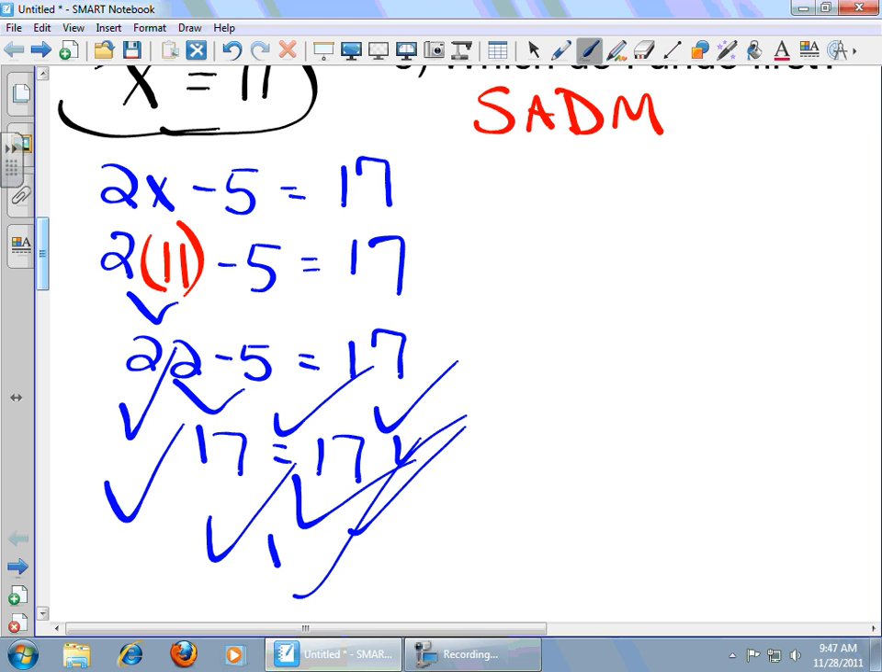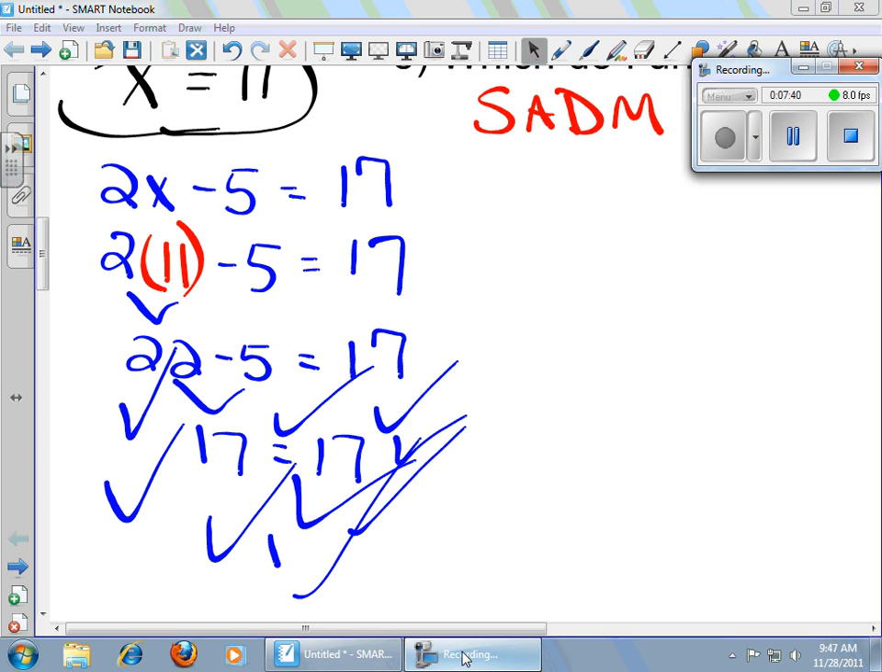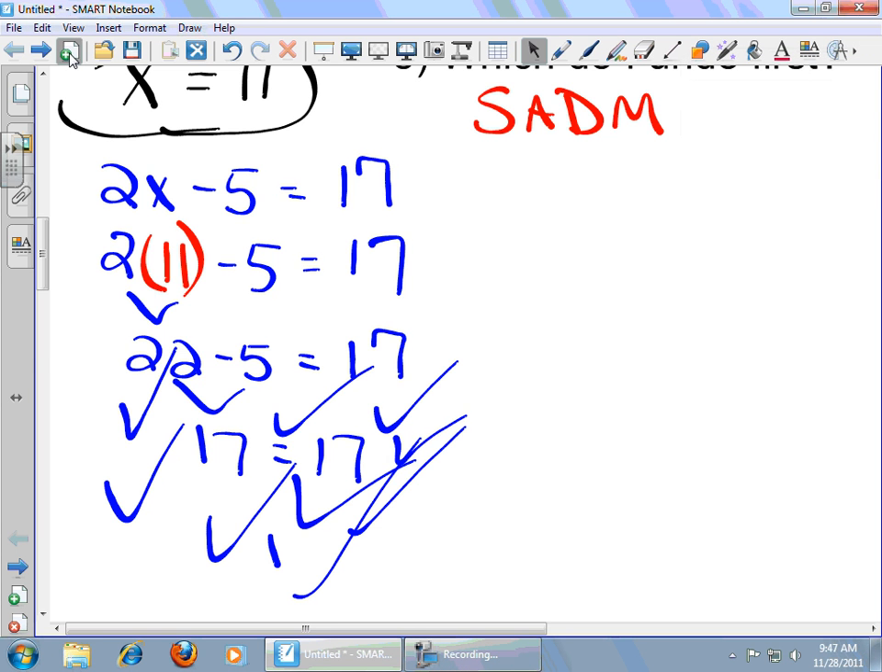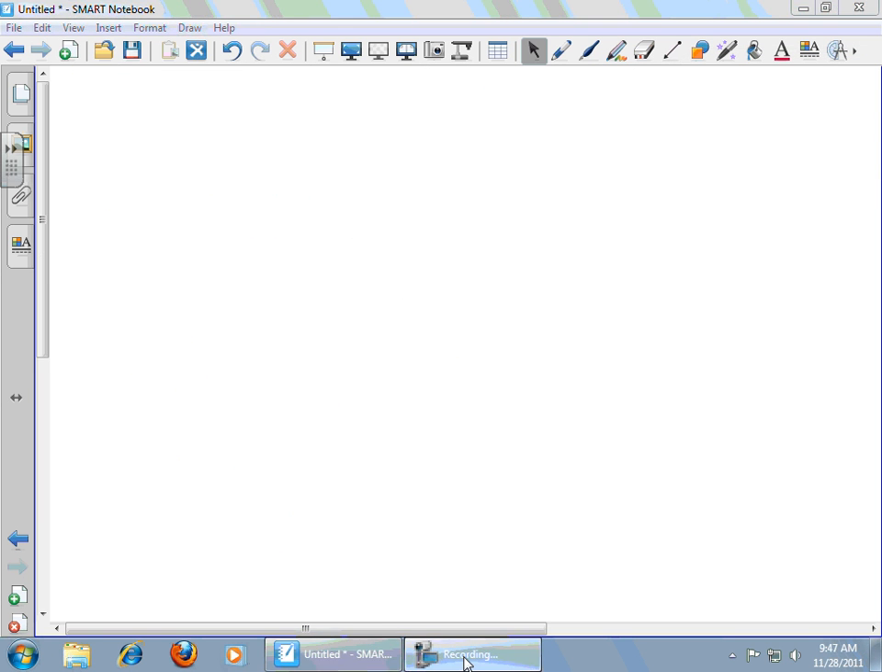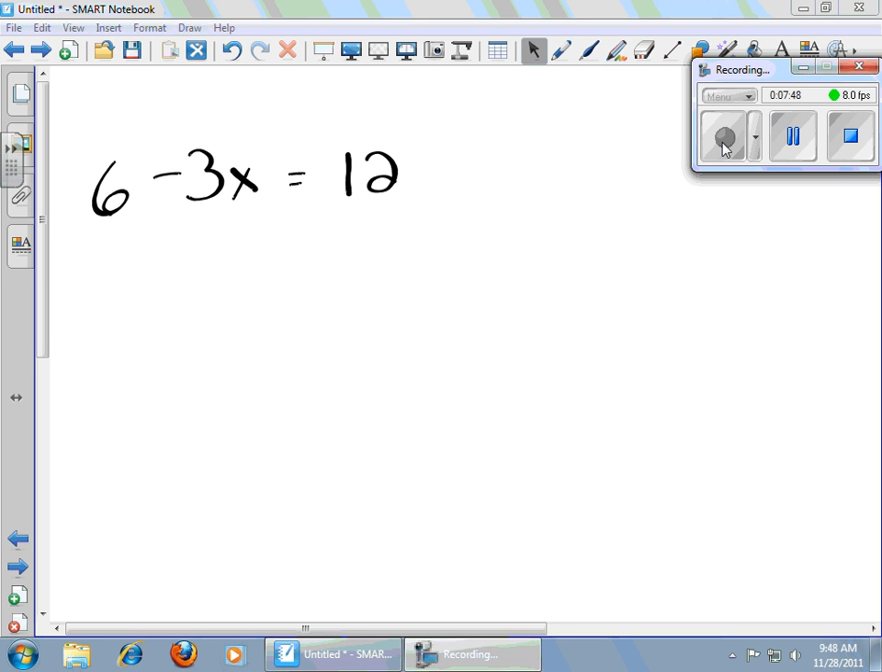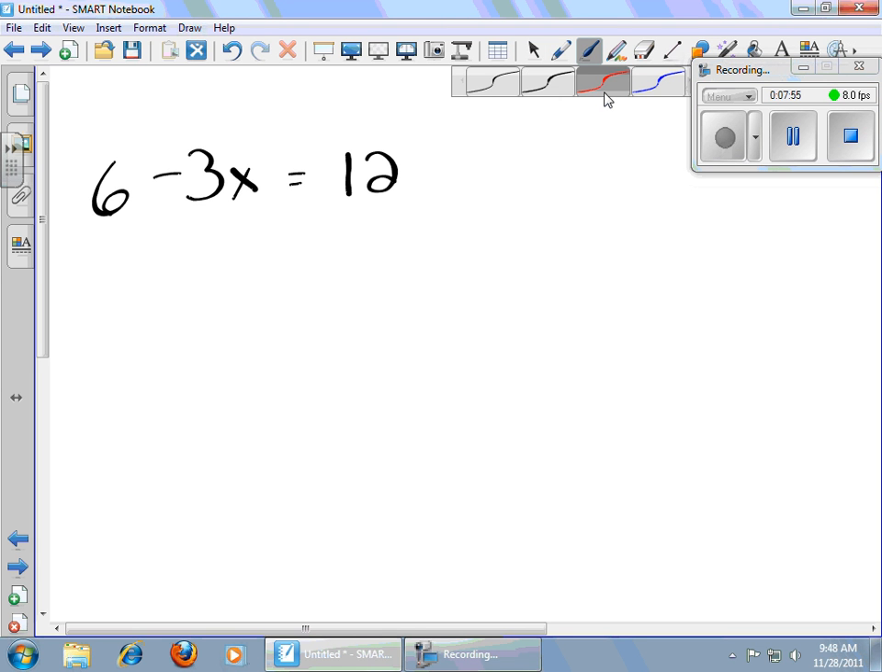Okay, let's try another one. Let me see how I'm doing on time. Good. All right. So let's say I have this equation. This one is a little more challenging, but I'm just going to follow my same 5 questions. Question 1, what is my goal? To get x alone. Question 2, what numbers are keeping the x from being alone?